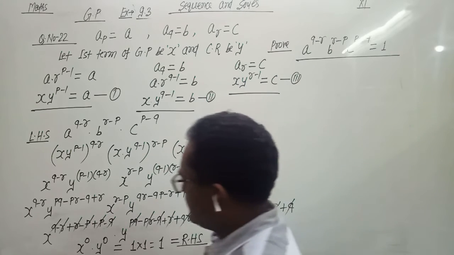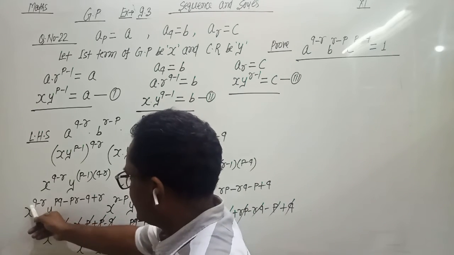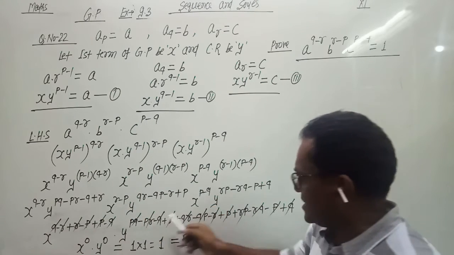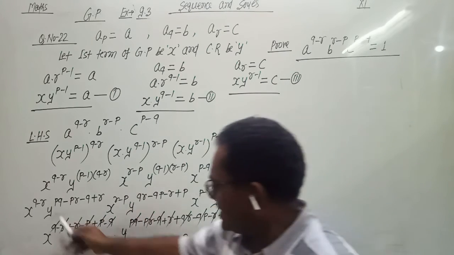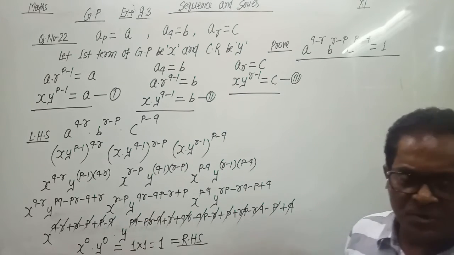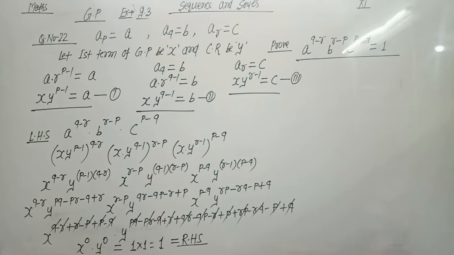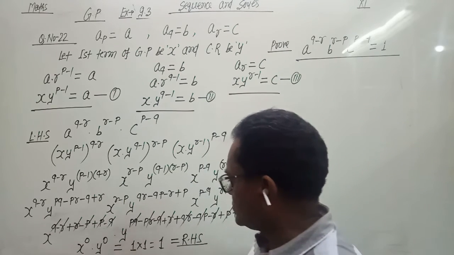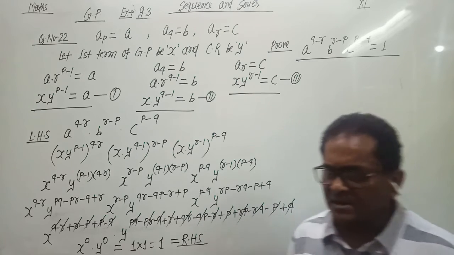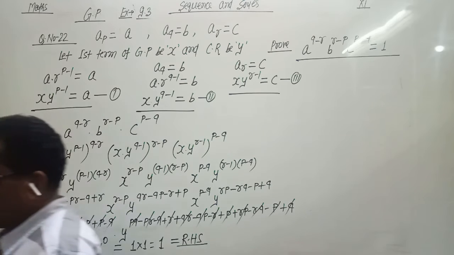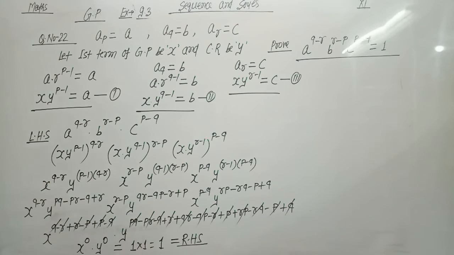Then the bases are same, powers are added, so x raised to the power q minus r plus r minus p plus p minus q. And y raised to the power, all the powers of y will be added. The corresponding terms get cancelled and the result comes x raised to the power 0 into y raised to the power 0, and anything to the power 0 is 1. So 1 into 1 equals 1, which we get as the RHS.